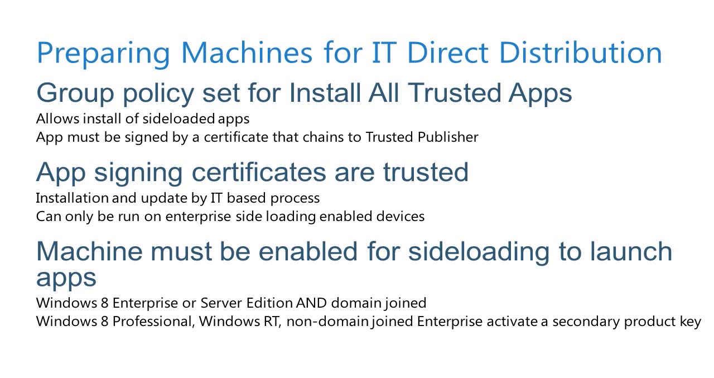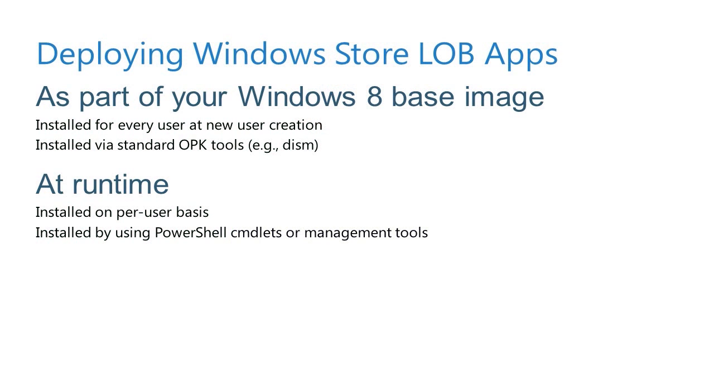So now, as an IT admin, you've decided that you're going to direct distribute this app. Now you have to make a decision of how you would like to deploy that app. You can deploy it as part of your Windows 8 base image. Then it's installed for every user at new user creation, and it's installed via the standard OPK. So you can use the DISM tools and the tools that you use for creating your base image for desktop apps and use them for one of these Windows Store LOB apps as well.